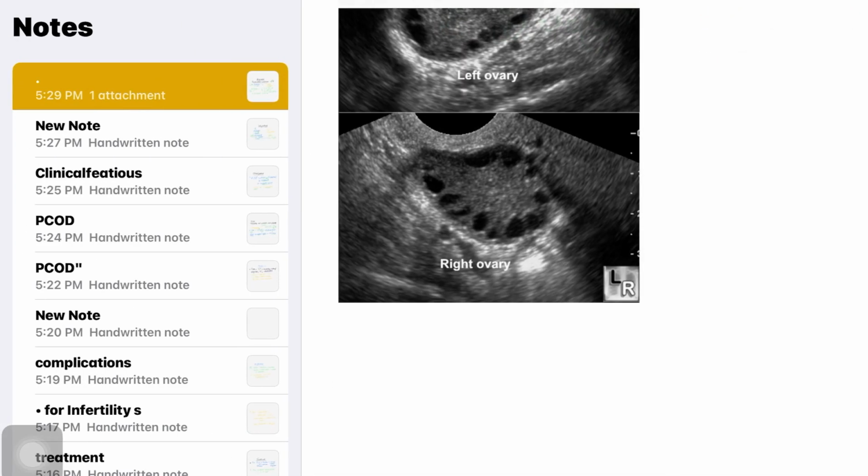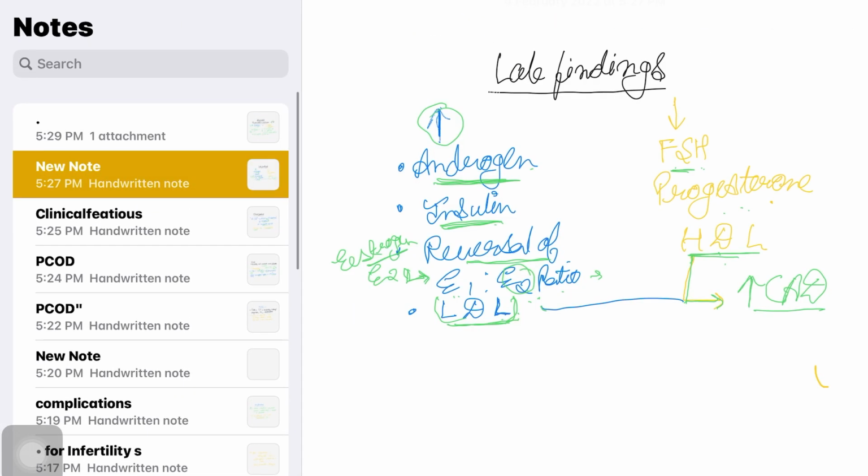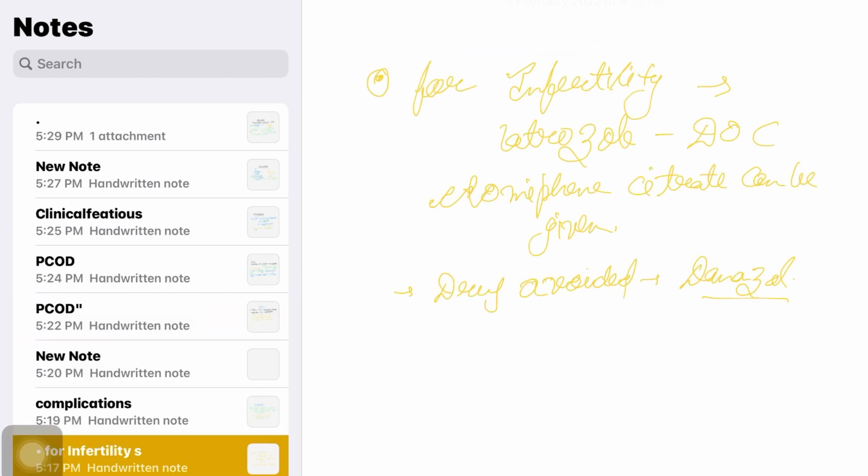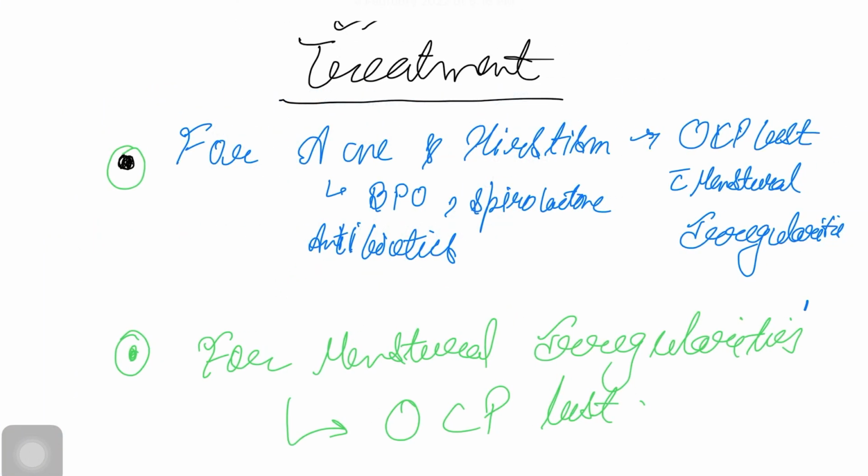Okay, now the treatment part. What has to be done in the treatment? For acne and hirsutism, where cycles are normal and all things are normal: for acne, the treatment is benzoyl peroxide or antibiotics, and for hirsutism, spironolactone or others. But if menstrual irregularities are also there, then OCP is the best treatment for acne, hirsutism and menstrual irregularities, because OCP will take care of all the things. And for menstrual irregularities, OCP is the best treatment.